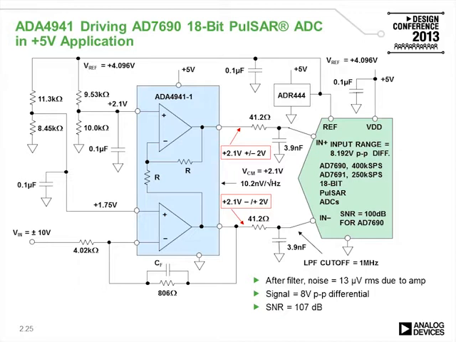Okay, so what that means is, if we see on the bottom, that after the filter, the noise of the 10 nanovolt per root hertz over the megahertz bandwidth becomes 13 microvolts RMS due to the amplifier. Okay, given the signal of 8 volt peak-to-peak differential, that means our signal-to-noise ratio is going to be 107 dB. The signal-to-noise ratio of the converter itself is 100 dB, so we're 7 dB better than that, and we have not materially degraded the performance of the converter.